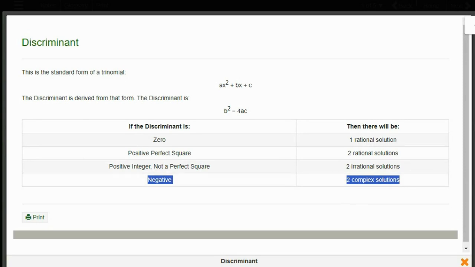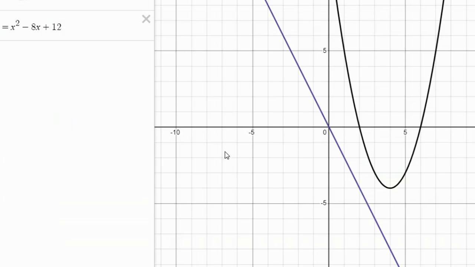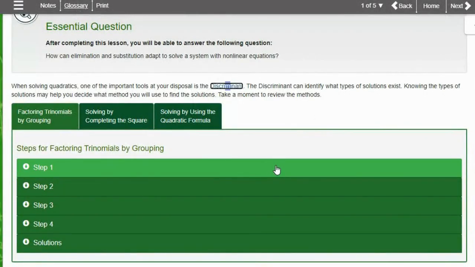So I can stop right there. And we saw why there were no solutions, because they don't touch. There's nowhere they have in common. So yes, with the quadratics, we may have to factor them. We may have to complete the square. We may use the quadratic formula.